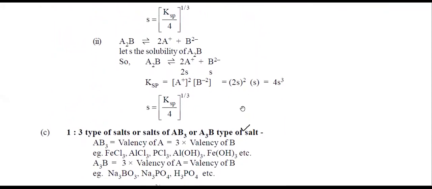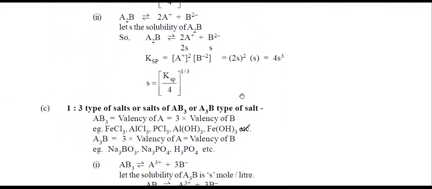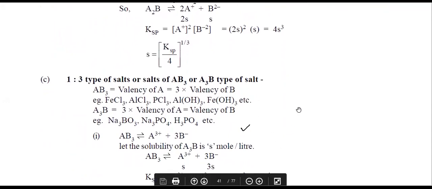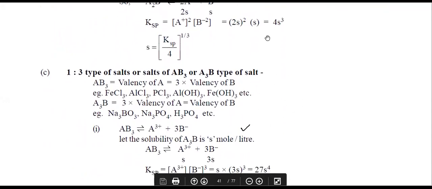The 1:3 type, which is AlCl3. So for this, it is 27 s to the power 4. So it is always 27 s to the power 4. Okay, very good. I hope everyone is clear about this.